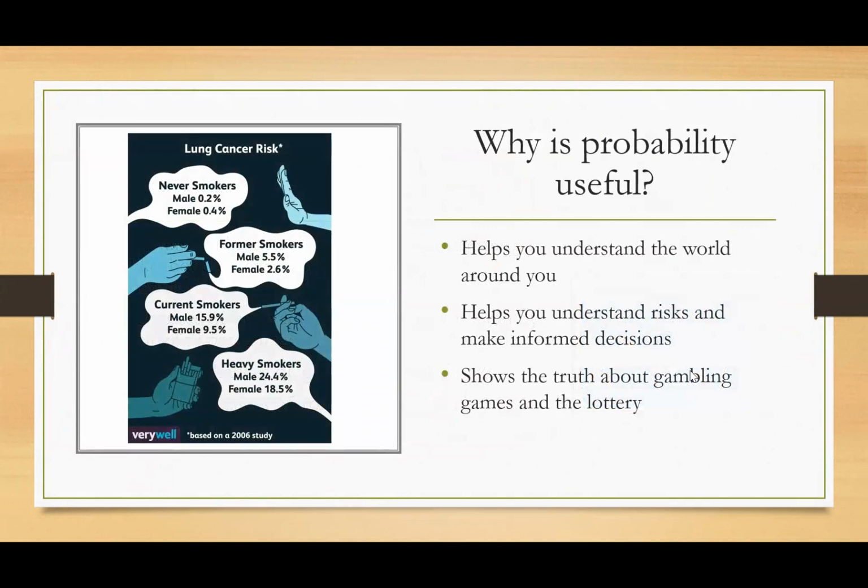Why is probability useful? It helps you understand the world around you. We'll go over some examples today, but probability is all around us. It helps you understand risks and make informed decisions. So like this graphic here, it's looking at lung cancer risk for different types of people, whether you smoke or you've never smoked before or you're a heavy smoker. So it helps you understand different risks, and then you can make an informed decision about, let's say, whether or not you want to start smoking. And probability also shows the truth about gambling games and the lottery, which sometimes can be misleading.